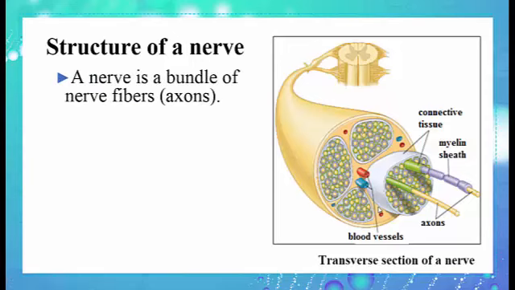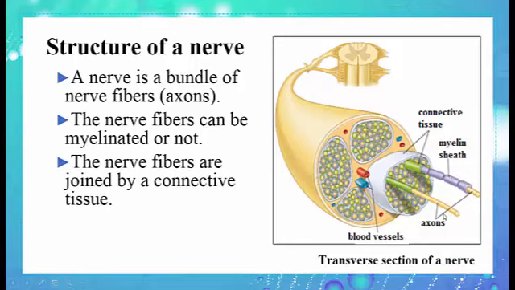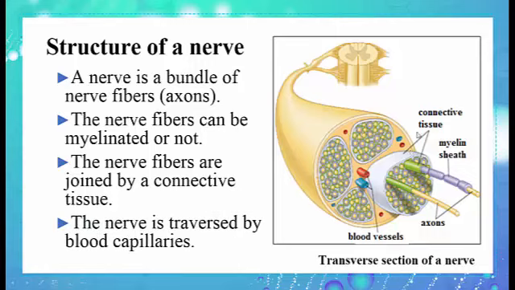So a nerve is a bundle of nerve fibers or bundle of axons. The nerve fibers can be myelinated like the first one or not myelinated like the second one. The nerve fibers are joined by a connective tissue and traversed by blood capillaries. So as a conclusion, the nerve is a group of nerve fibers.